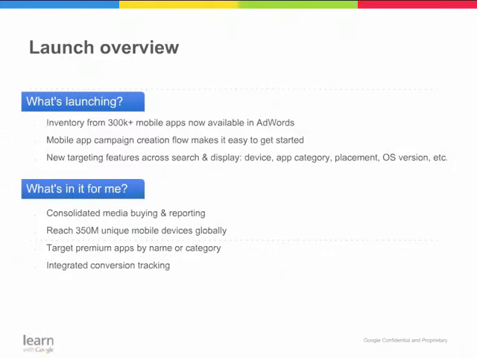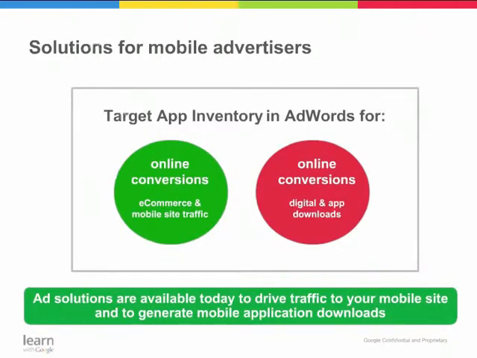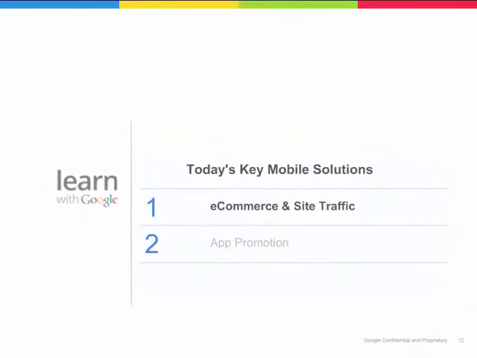So before we jump to the walkthrough, we wanted to highlight two marketing objectives that mobile advertising is perfect for: driving conversions on your mobile site and for driving application or other digital downloads onto the user's device. Now, going to give a quick overview and best practices to hit these marketing objectives, first starting with mobile e-commerce and mobile site traffic.